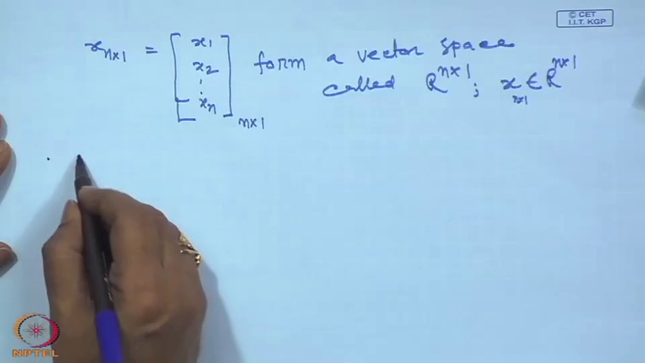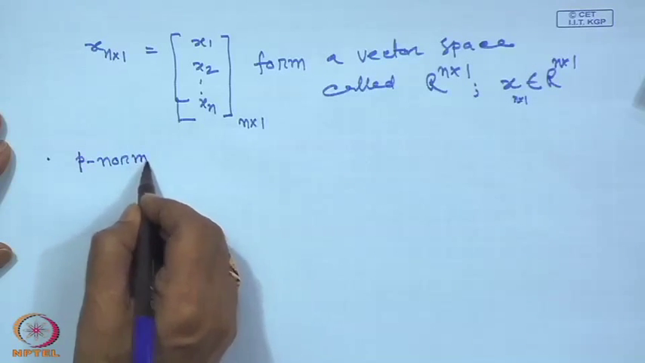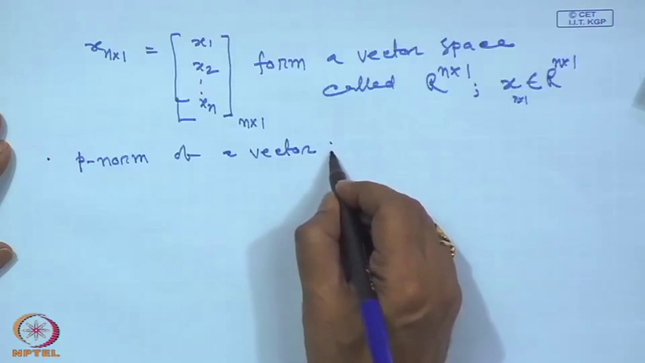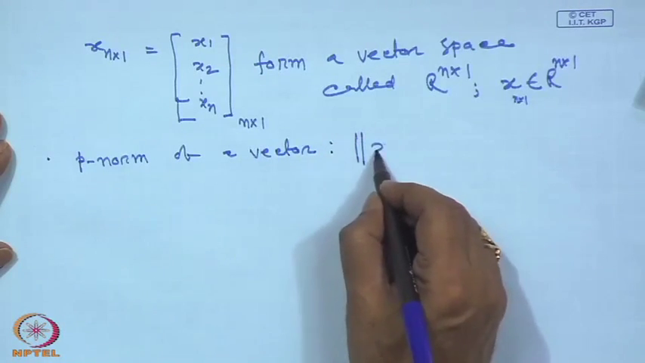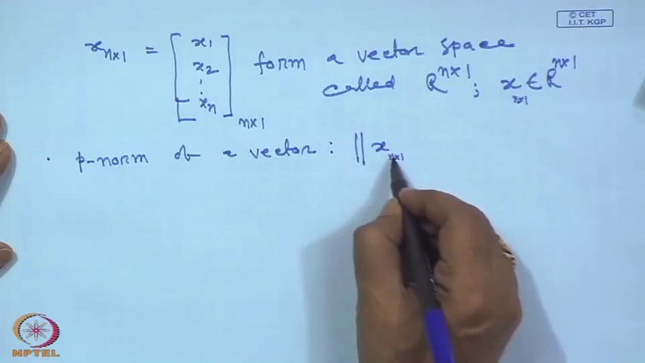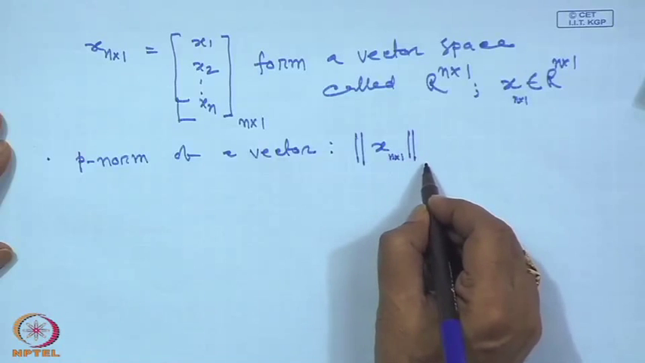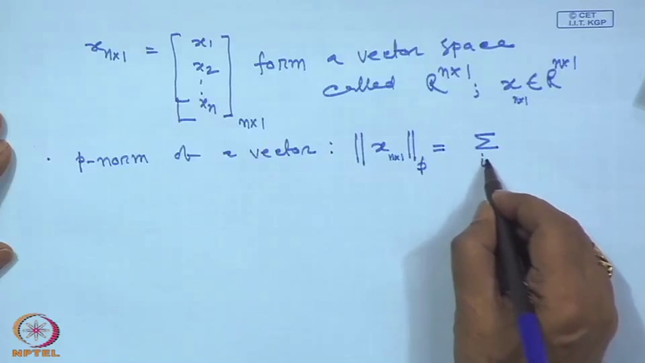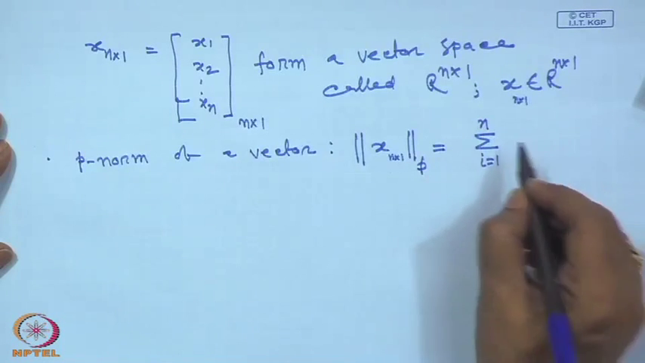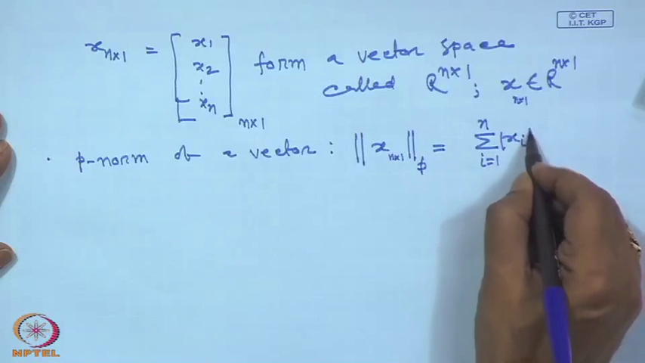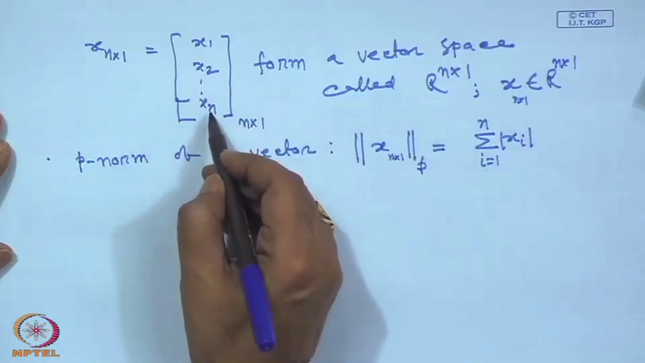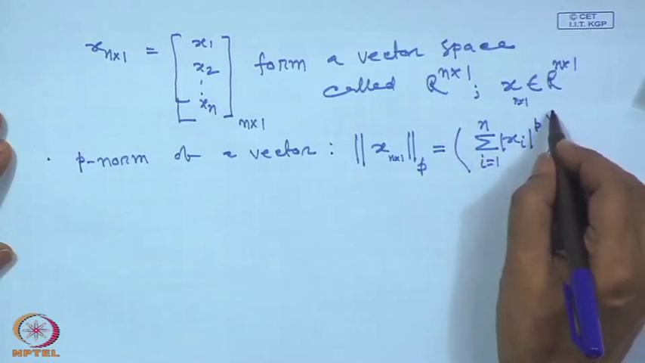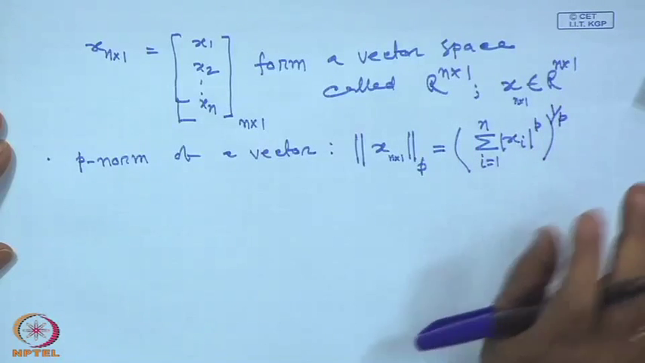So, what is the definition of the P norm of a vector? It is denoted by double line x, where x is a vector of n elements, and the double norm with P is defined as the summation of i equal to 1 to n, where n elements are there, of the absolute value of each element x 1, x 2, dot dot x n, to the power of p, whole to the power of 1 by p. So, this is called the p norm of a vector.